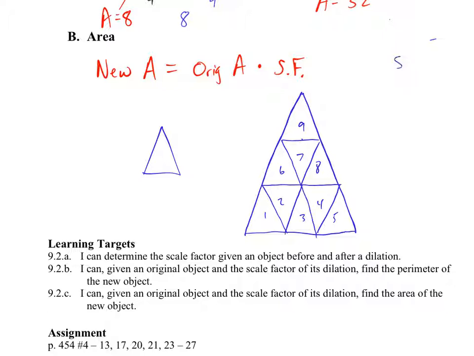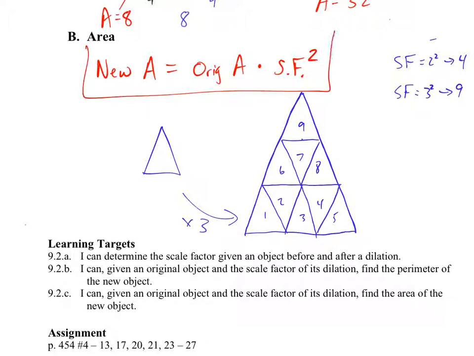Yep, so when we had a scale factor of 2, we had to make it 4 times the area. Here we have a scale factor of 3. Going from here to here, I made it 3 times as wide, 3 times as high. We have to go to a 9. So it's not scale factor times 2, it's scale factor 3 squared, because 3 times 3 or 3 squared is 9. 2 squared, 2 times 2 is 4. So then our equation would be original area times scale factor squared.